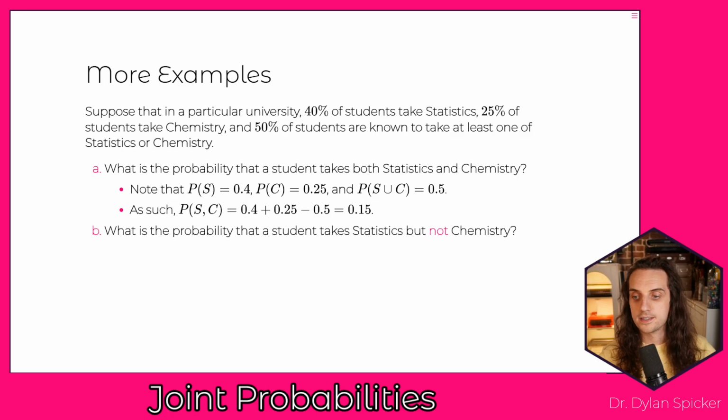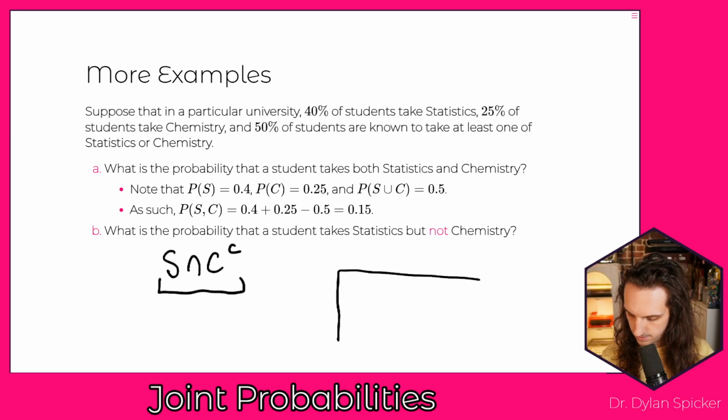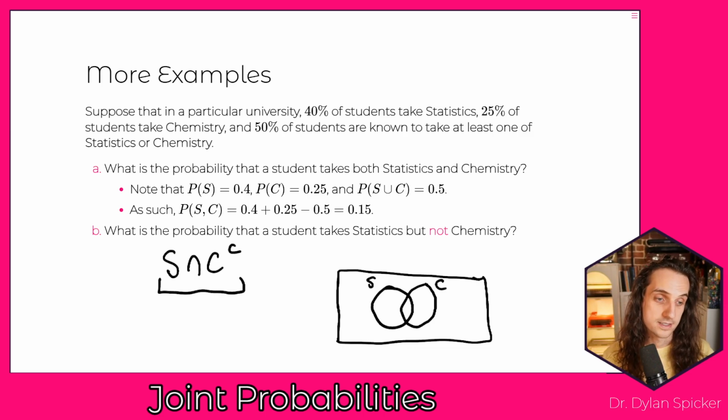Now, what's the probability that a student takes statistics but not chemistry? There are going to be 2 major approaches that we could take here. If we want statistics but not chemistry, then what we're looking for is statistics intersecting with the complement of chemistry. If we draw out a quick Venn diagram to sketch this, this is all of our students here. We can put in our statistics circle and our chemistry circle.